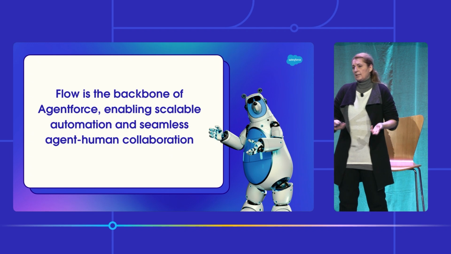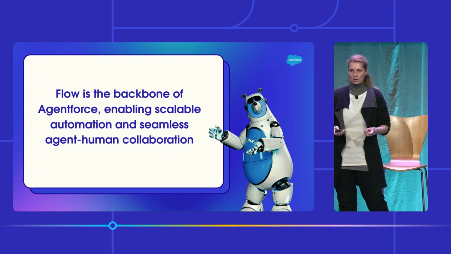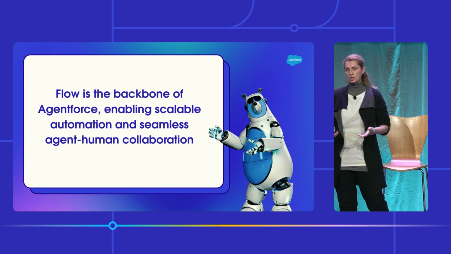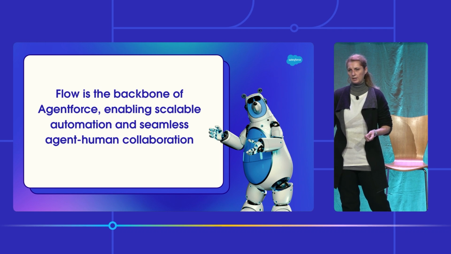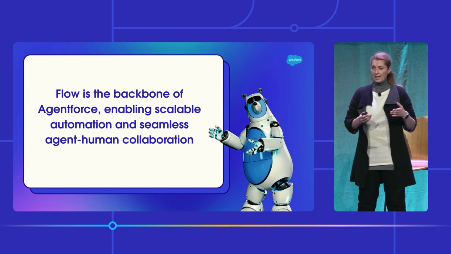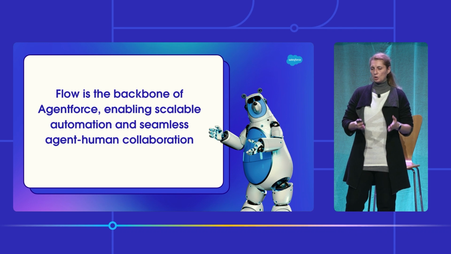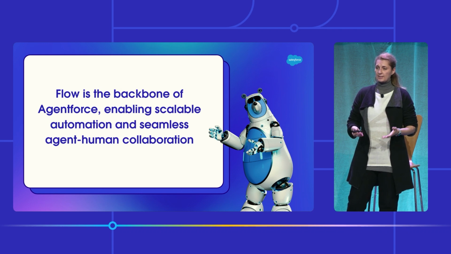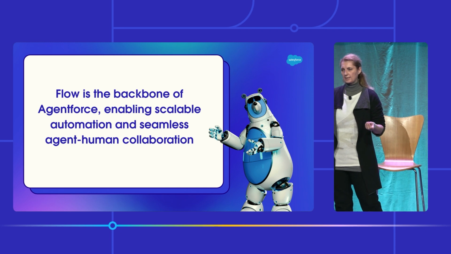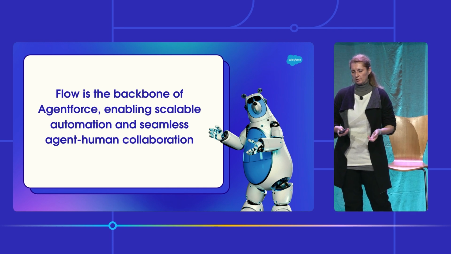So why is Flow important? Well, Flow, as a declarative automation tool, plays a pivotal role behind Agentforce, driving the intelligent and scalable workflow. But besides being able to automate processes, Flow can also incorporate a human decision-making element. And this balance between the automation and the human oversight is what makes this relationship so powerful.